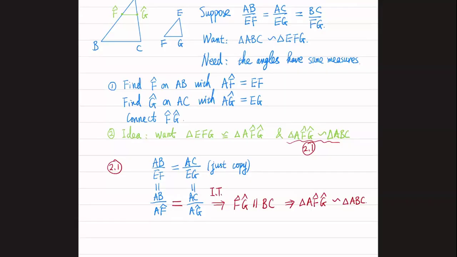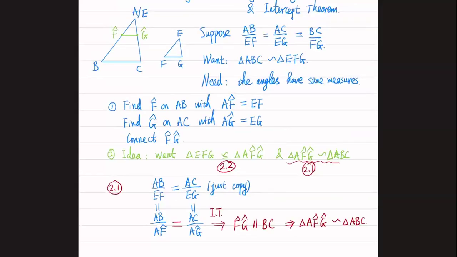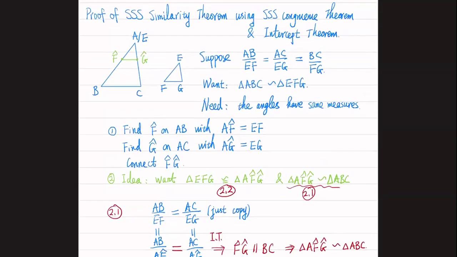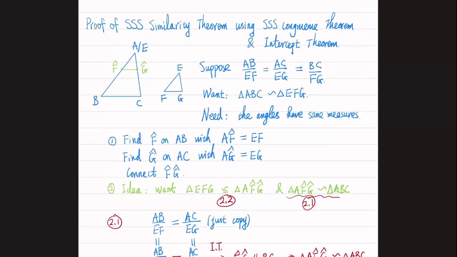Okay, now we move to the second part. Are these two triangles congruent? Okay, so we want to apply the SSS congruence theorem. By our construction, we have one pair, second pair, they are the same by construction. What about the third pair? Do they have the similarity? Why?